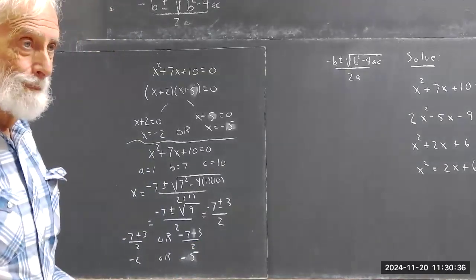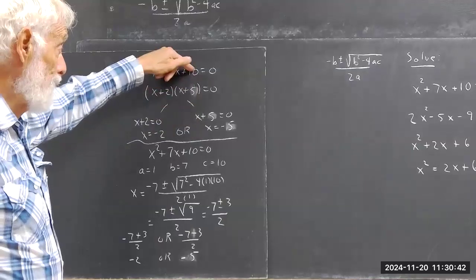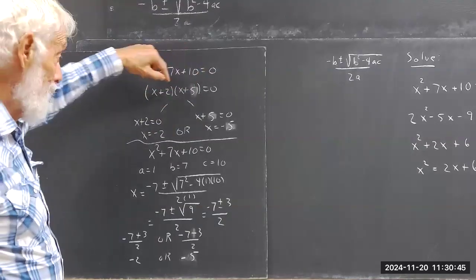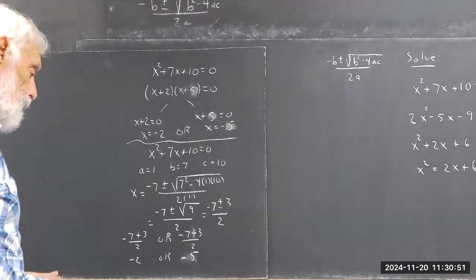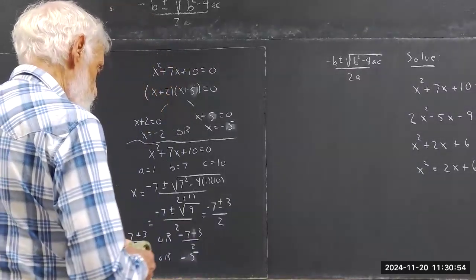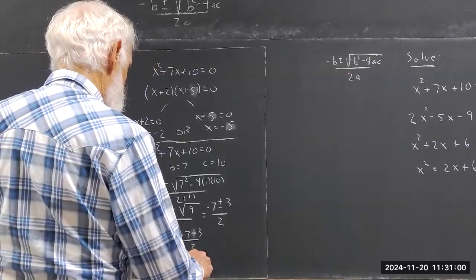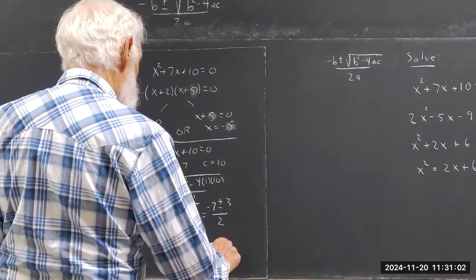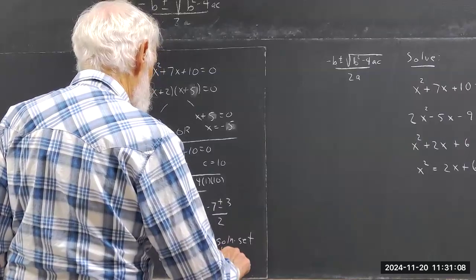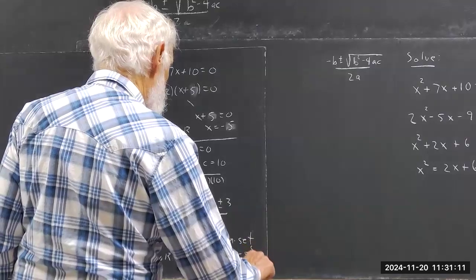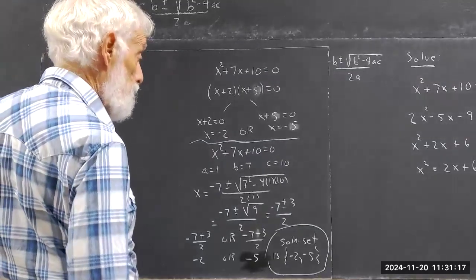I didn't check my factors, did I? Well, I caught 10 and I wrote down 10, but obviously 2 times 10 is not equal to 10, right? These numbers have to multiply out to this number. And we could say the solution set is the set -2, -5. Okay, well, that's straightforward enough.